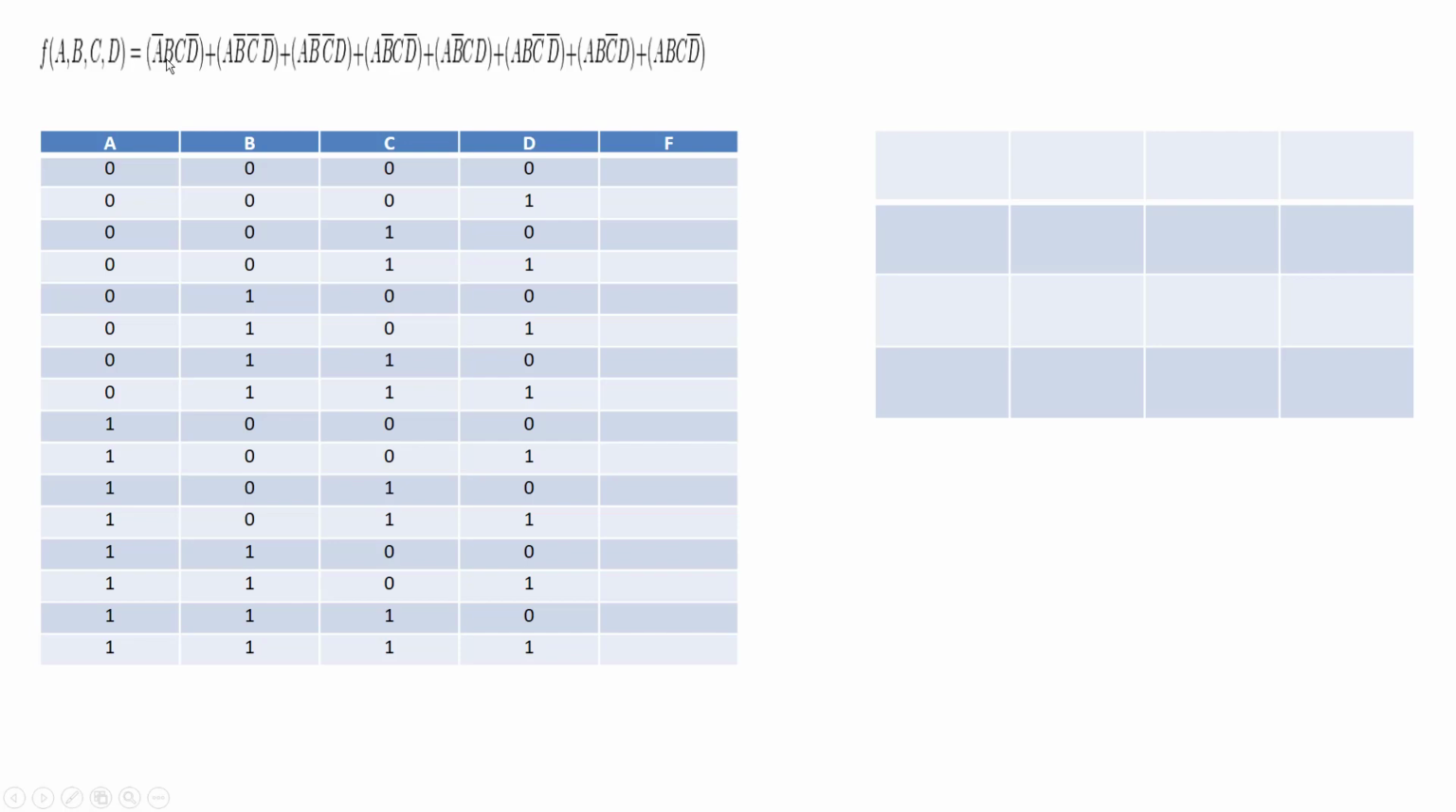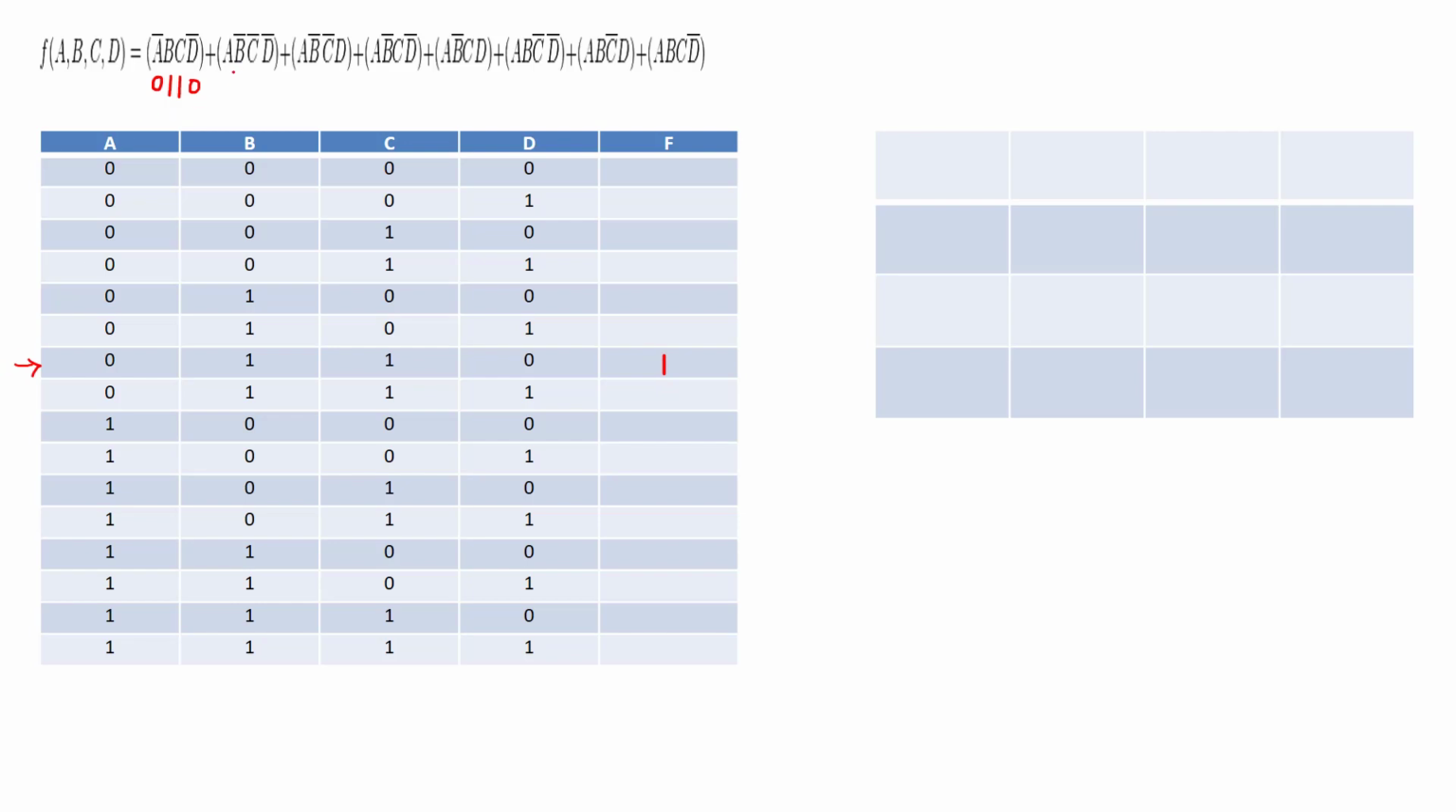So the very first term in the expression is A bar B C D bar. A bar means that the value of A for this row is 0, the value of B is 1, the value of C is 1, and the value of D is 0. This row is right here. We write a value of 1 for F.